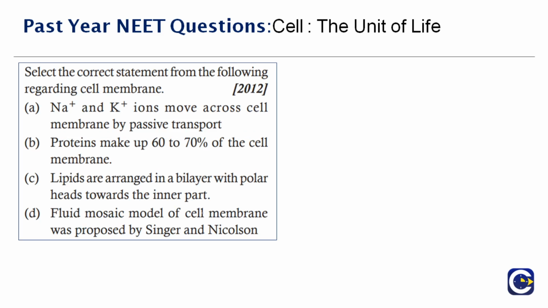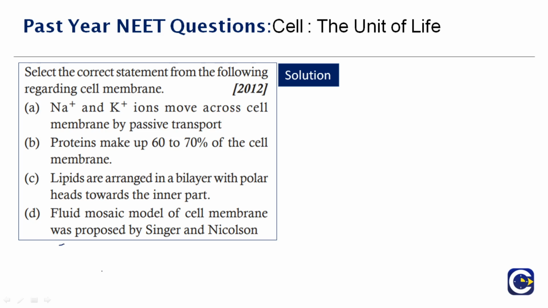Okay, next question here. So this is the last question for this part 3. So let's read it here. Select the correct statement from the following regarding the cell membrane. So this question was asked in the year 2012. Okay, let's go option by option. Look at the first option here. You have sodium and potassium ions move across the cell membrane by passive transport. We all know when you come to the transport system, you have two types of transport system. One is active and the other is passive, right?